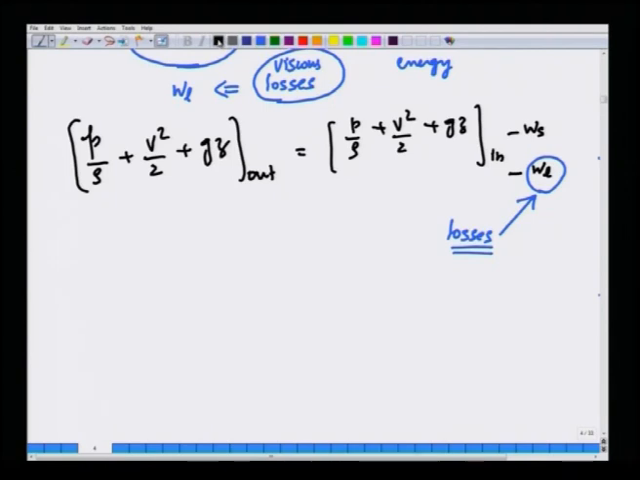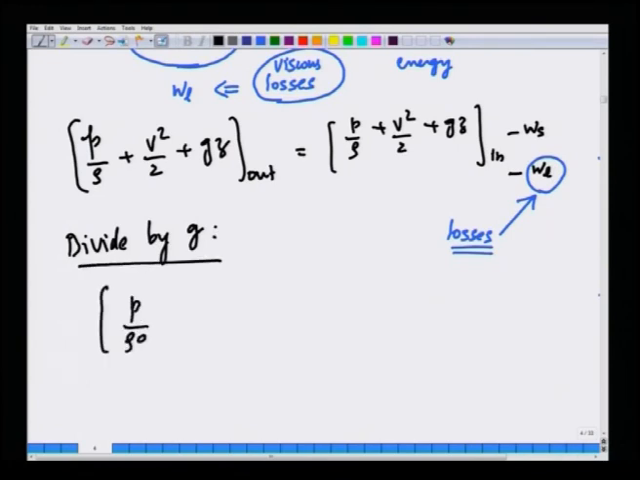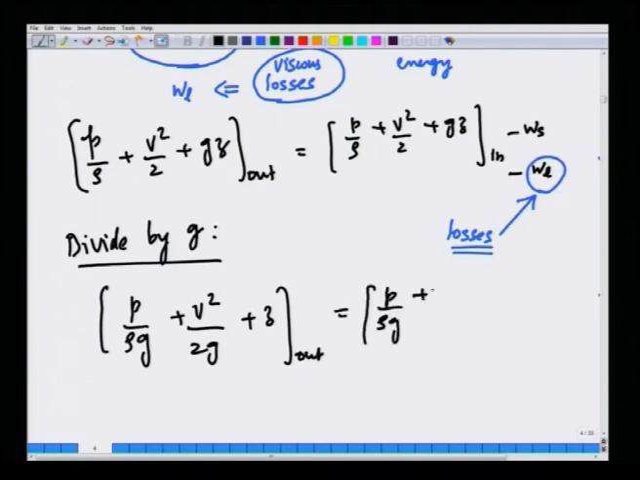Sometimes in engineering fluid mechanics, you divide this entire equation by g, acceleration due to gravity, to get p by rho g plus v squared by 2 g plus z at outlet is p by rho g plus v squared by 2 g plus z at inlet minus w s by g minus w l by g.